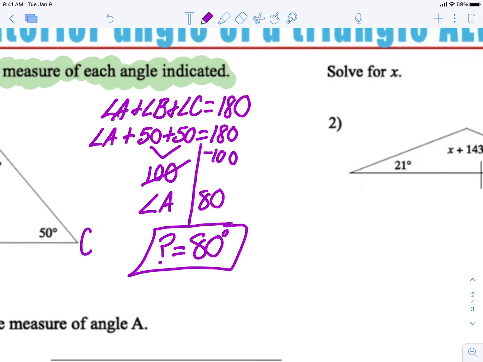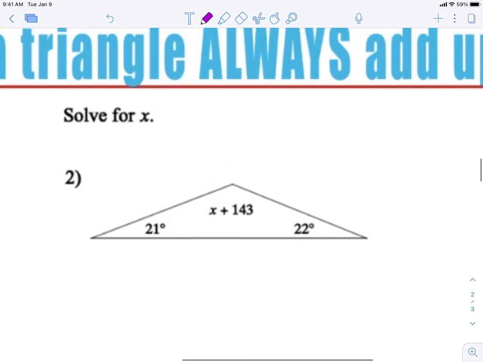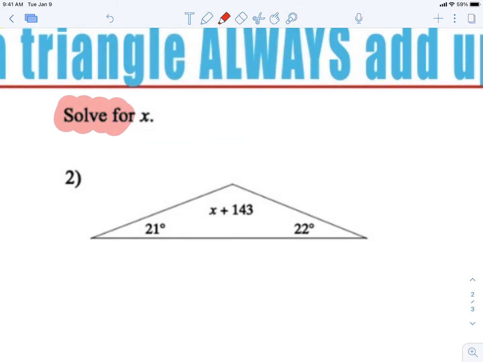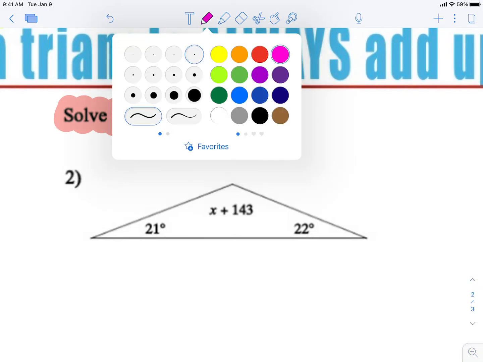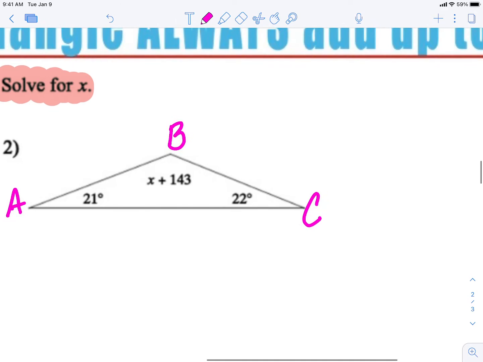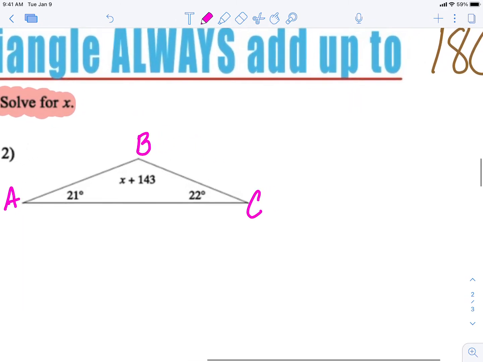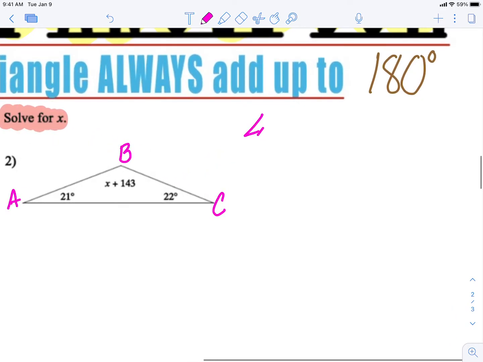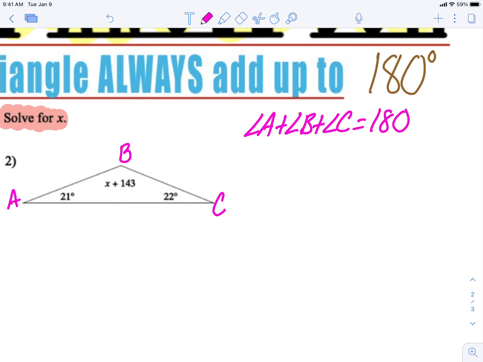So, let's look at number two. Number two has a different kind of instructions. Number two says solve for x, right? But we're going to do the same thing that we did there. We're going to call this A, that B, and this side C. And we know that with a triangle, angle A plus angle B plus angle C is equal to 180 degrees.